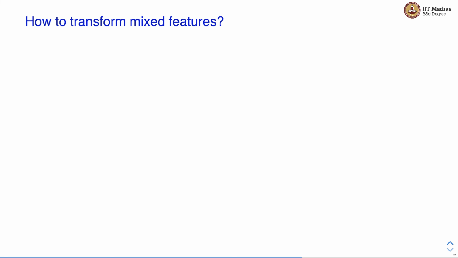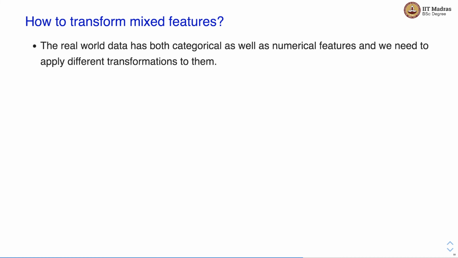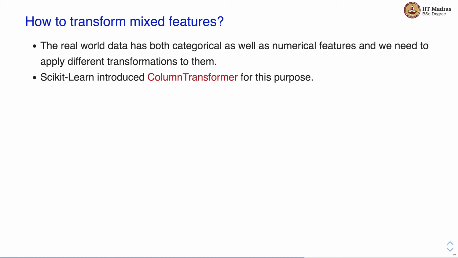So this works well when we have features of the same type. What if we have features of different types? It is very common in real world situations that features will be of different types. Some features will be numerical features, some features might be categorical features, and so on. So transforming these mixed features can be a challenging thing. But scikit-learn has provided a way for us to transform these mixed features. Scikit-learn provides ColumnTransformer for exactly this particular purpose.